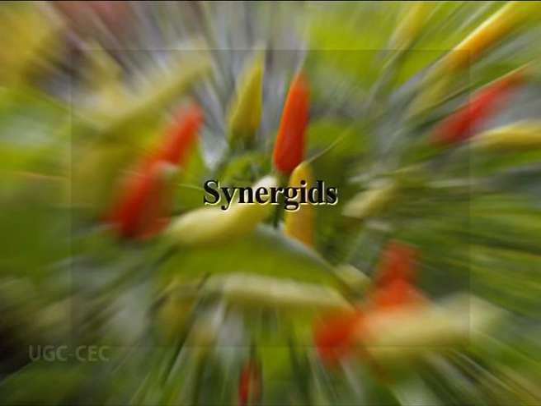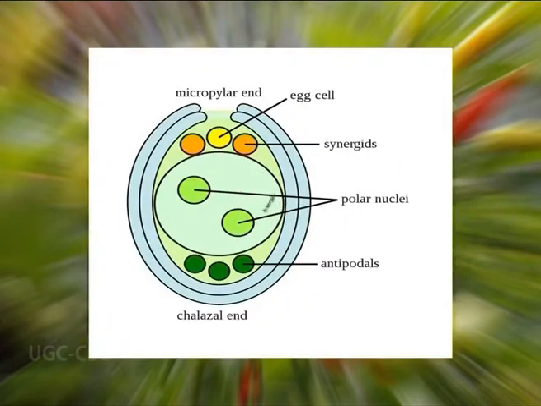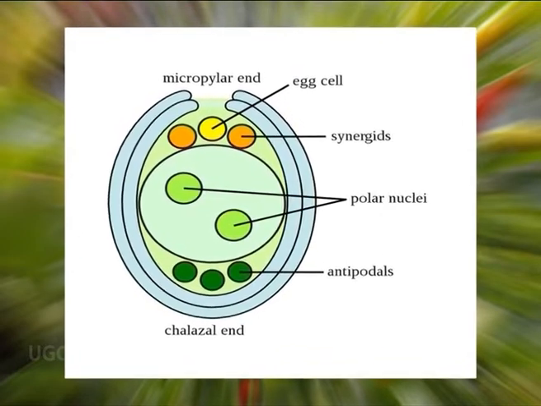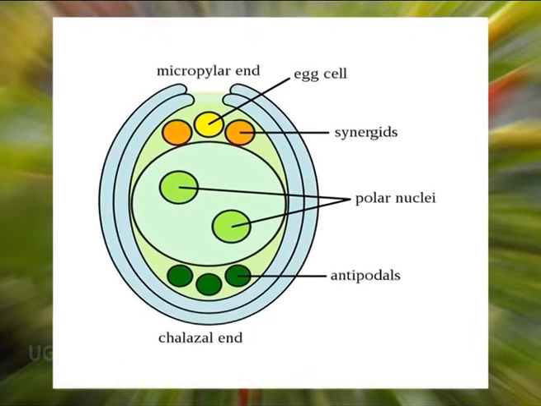The description of various constituent cells of a mature embryo sac and their functions are: first, the synergids. Synergids, also known as helpers, are attached to the micropylar end of the embryo sac by their pointed upper ends, and their rounded lower ends protrude into the embryo sac. If there are 2 or more synergids in an embryo sac, they almost completely embrace the egg cell on the lateral sides.